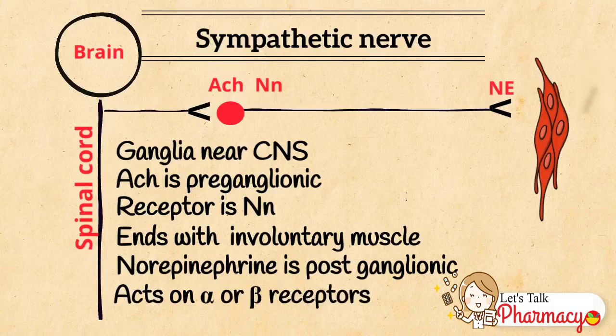So, to make it easier, if a muscle follows a nicotinic receptor it is called NM, the letter M, for muscle, and if a nerve follows a nicotinic receptor it is called NN, the letter N, for nerve. And as the sympathetic nervous system is not under our control, it has to end with an involuntary muscle such as the smooth muscle or the cardiac muscle. And finally, at the end the neurotransmitter released is norepinephrine, and acts on either alpha or beta receptors.